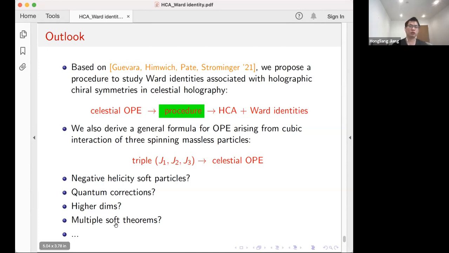So of course, there are many open questions. For example, how to include the negative helicity soft particles, how to study quantum questions, and we can also study the higher-dimensional generalization or multi-soft theorems. Yeah, that's all. Thank you.